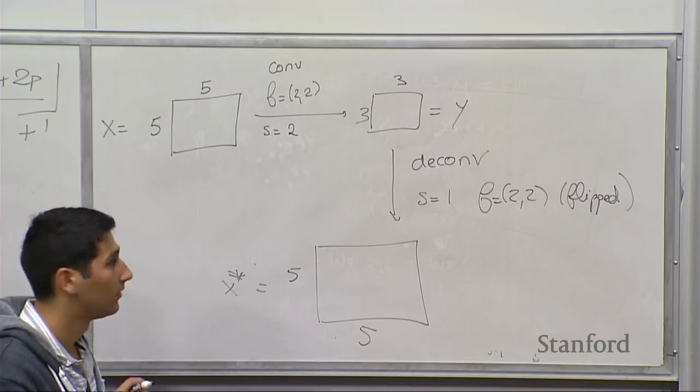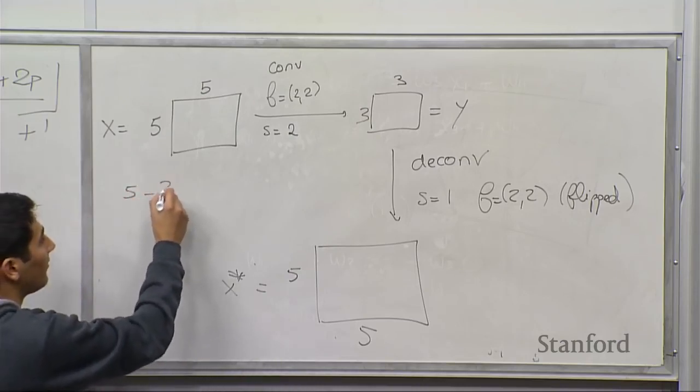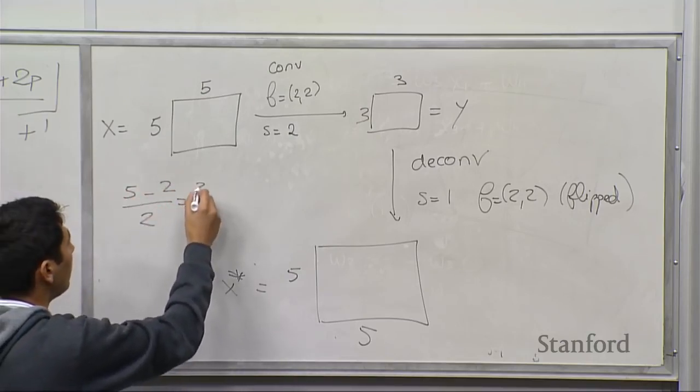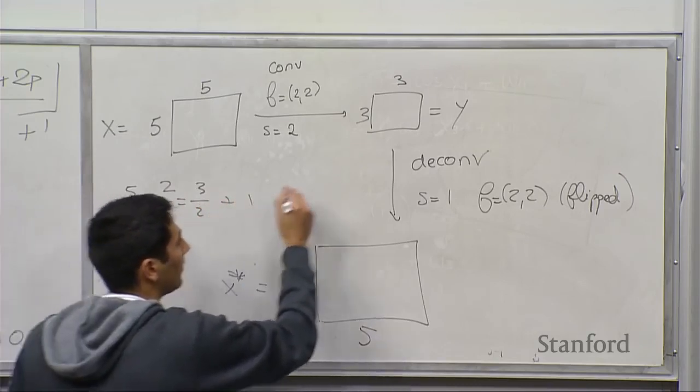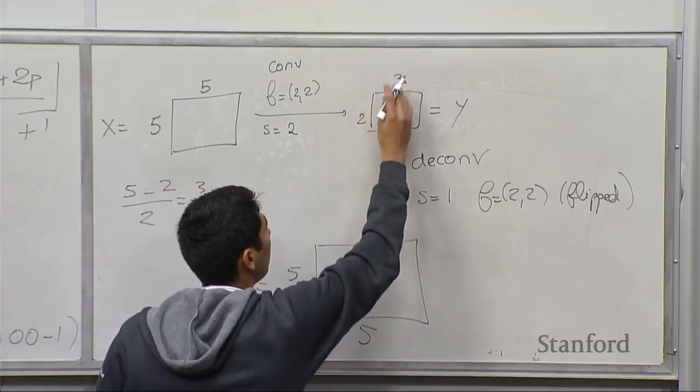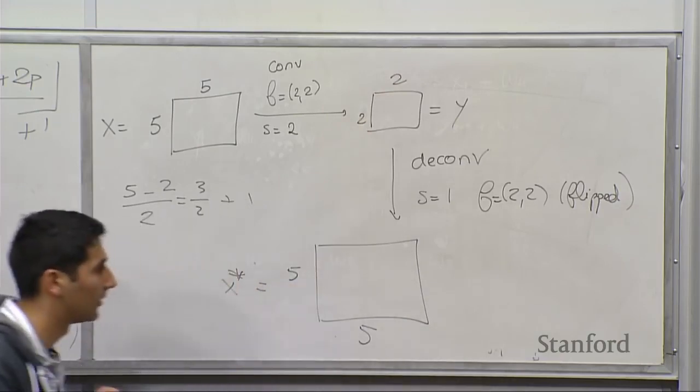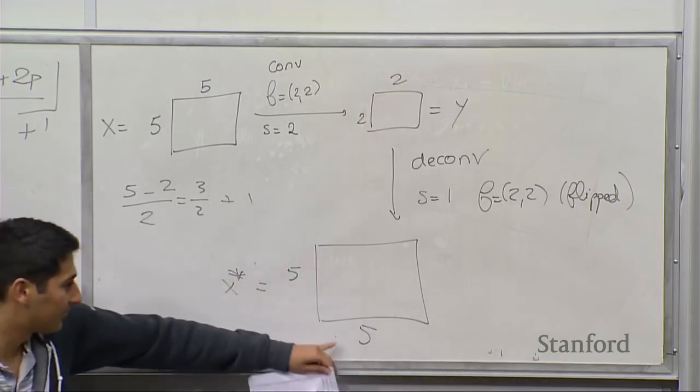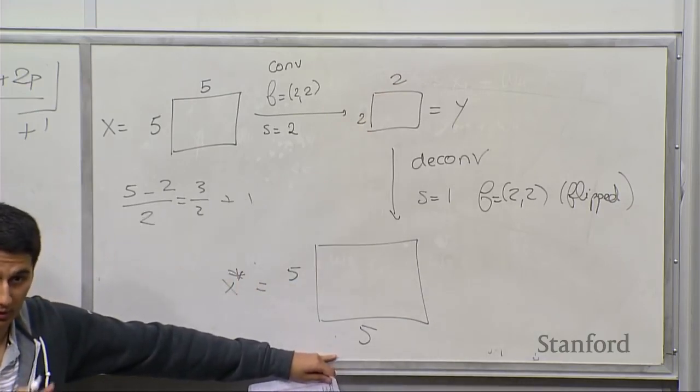Isn't the output 2 by 2, not 3 by 3? Let me see. 5 minus 2 divided by 2. Yeah, it's 2 by 2. Okay, 2 by 2. Thanks, Anna. Yeah, no problem. 2 by 2, and 5 by 5 here. That's what we hope to reconstruct.